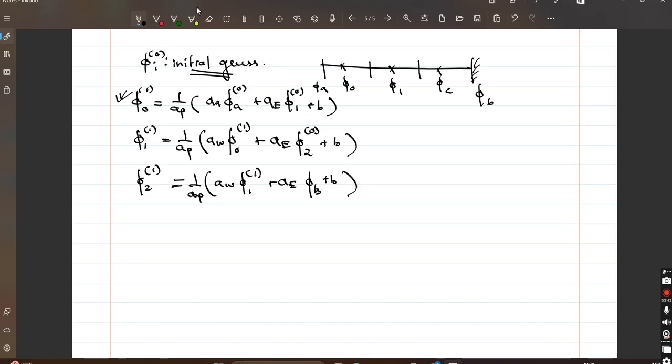Okay, so what do we see? We see that in the Gauss-Seidel method we use the updated values instantly, right? Whenever we get the updated values, we use them. But in the Jacobi method we will not do that.